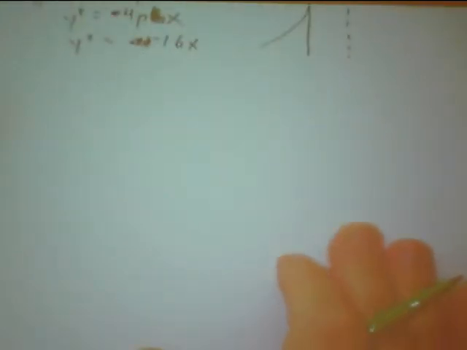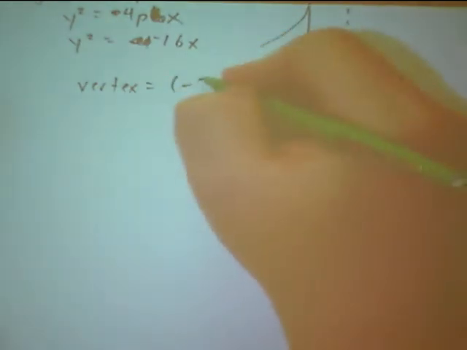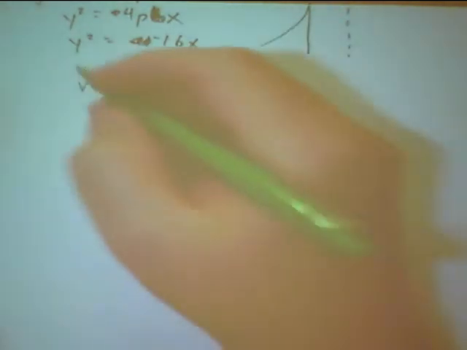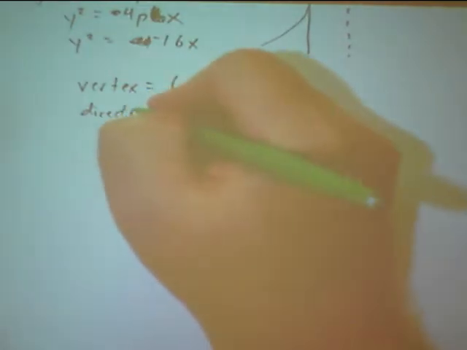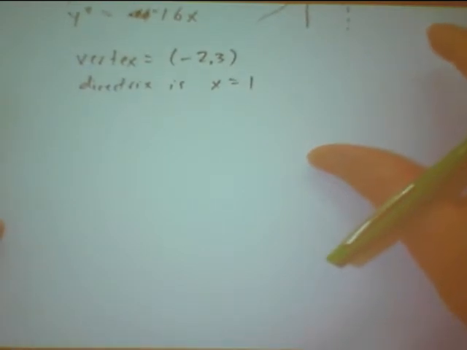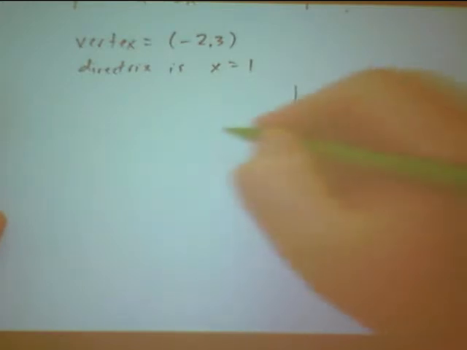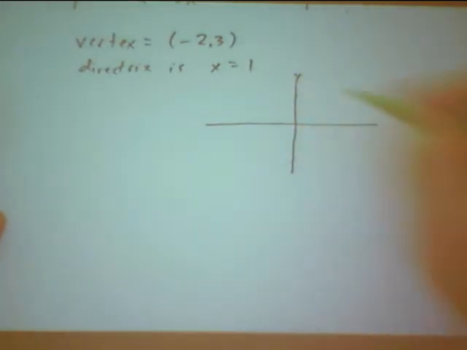All right, one more. This time, they give me the vertex of (-2, 3), and then they say the directrix is x = 1. Once again, my strong advice is to graph this, because if you graph it, you're probably going to keep yourself from getting confused and making a mistake.